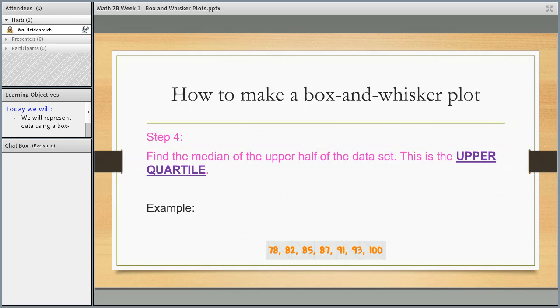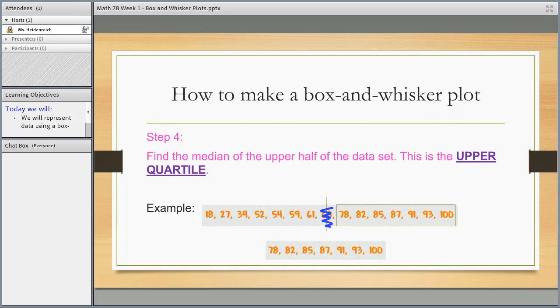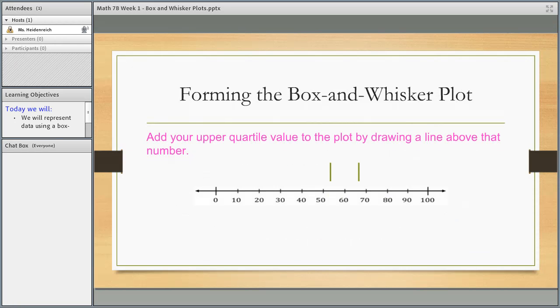Okay, let's do the upper quartile now. It's very similar. Here was our data set. Again, we're not using the number 68 or the median when looking at the upper half of the data set. And we're going to find the median of those numbers on the right side of the data set. And so our median here ends up being 87. So the upper quartile is 87. And I'm going to put a line there.